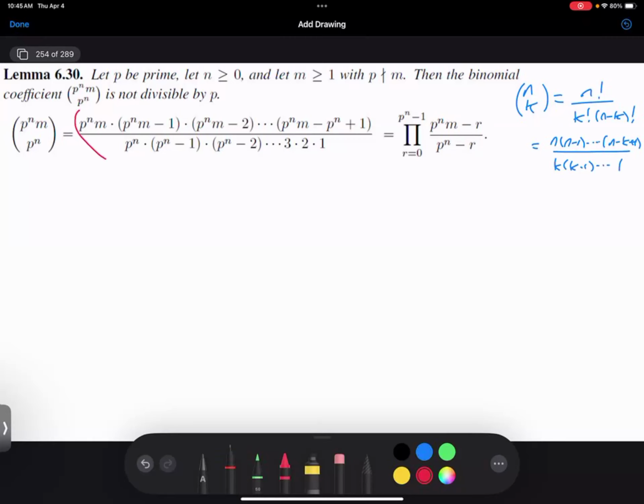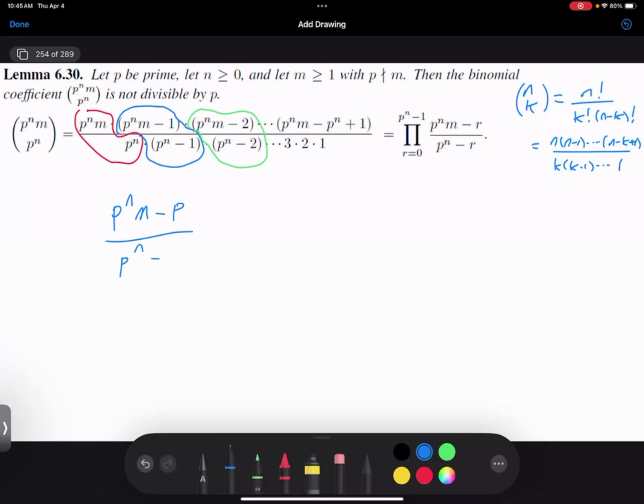So we'll look at the first term, p to the n times m over p to the n. Then we'll look at p to the n m minus 1 over p to the n minus 1. And then p to the n m minus 2 over p to the n minus 2, and so on and so on. When you look at the first, p to the n m over p to the n, is it clear that we have the same number of powers of p in the numerator and the denominator? Yeah, we just have n copies. What about the next one? p to the n m minus 1 and p to the n minus 1. How many powers of p? 0. So 0 until we get to p to the n m minus p.